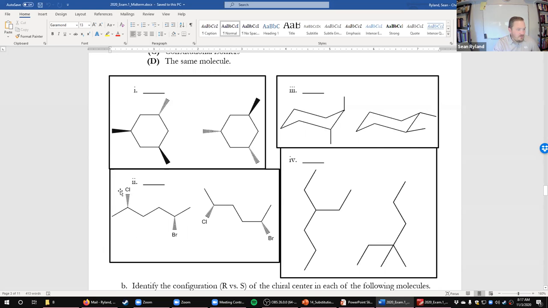And this one, despite the fact that I drew it so that the halogen was going into the board in both cases, because other things switched positions, one of them is RR, I think, and the other one is RS, if I'm remembering properly. So these would be the diastereomers because one of the stereocenters flips and not the other.